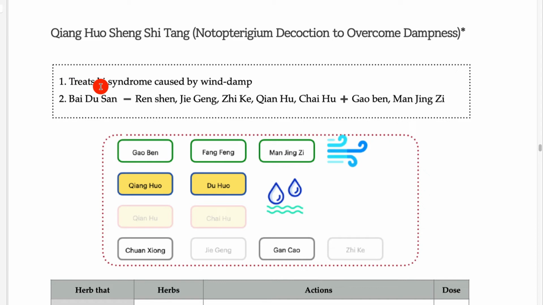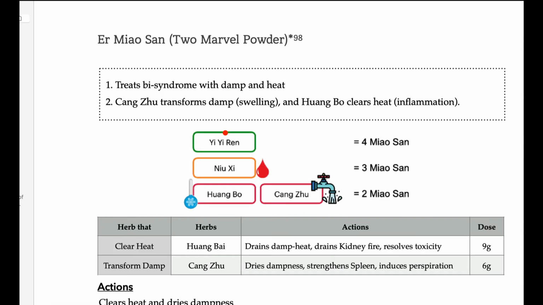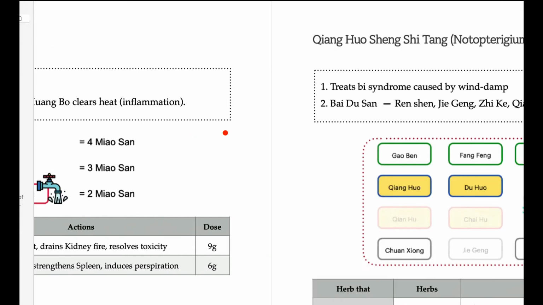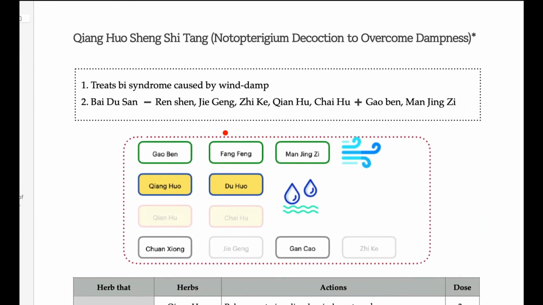So this formula treats Bi syndrome caused by wind and damp. Ermiaosan treats damp and heat, heat and dampness, Bi syndrome. But Qianghuo Shengshi Tang treats wind and dampness.